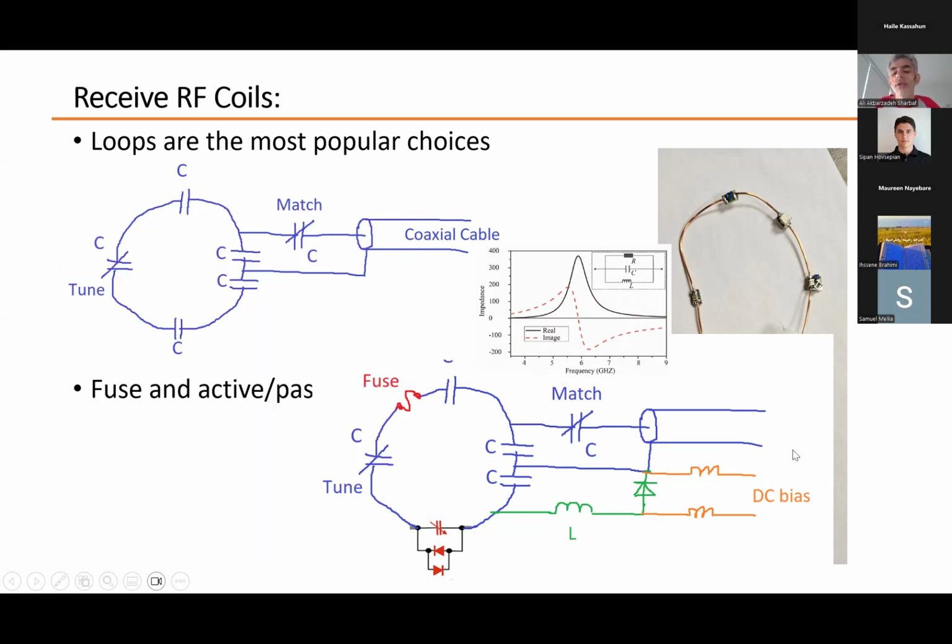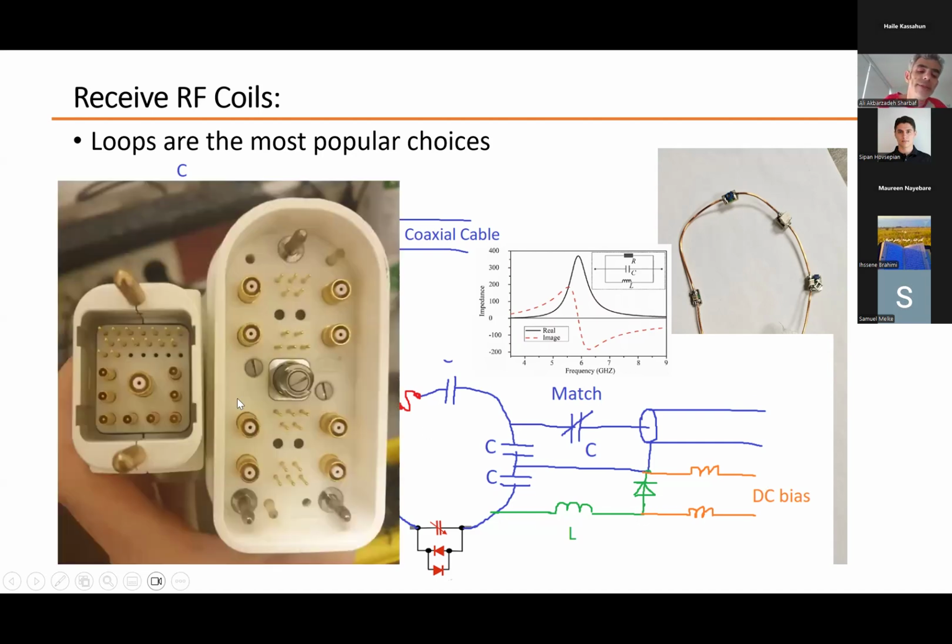So here, from the coil, actually we have two types of output. One is the coaxial cable that carries the signal coming from the loop, and two DC bias lines that can be used to control the pin diode. And these are actually the connectors for the Siemens Terra machine, 7 Tesla. The left one is for the receiver, and the right one is for the transmit.